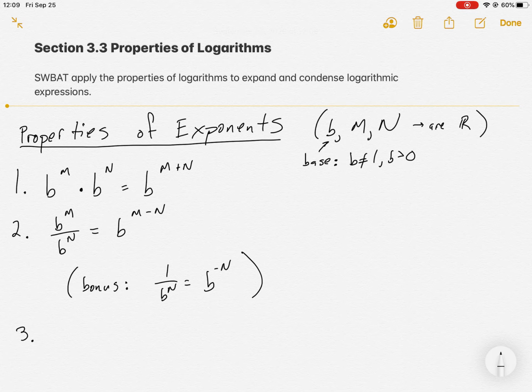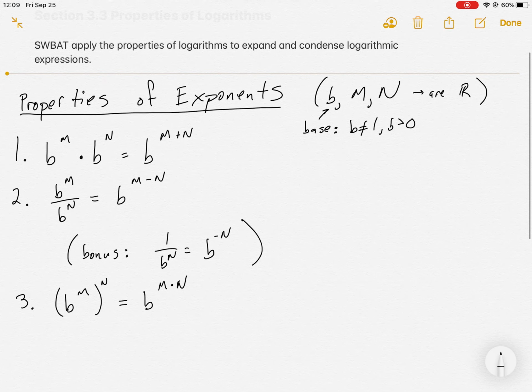And then the last one is when we have b to the m, and then that is raised to the power of n. So that means that b to the m is going to repeat n times. And so when you rewrite this, you can write it just as b to the power of m times n. So these are the properties of exponents. You've probably seen them at some point in your math career, but it is good to review those.